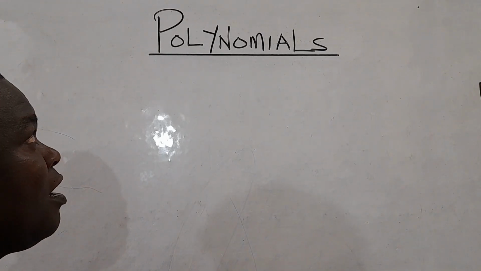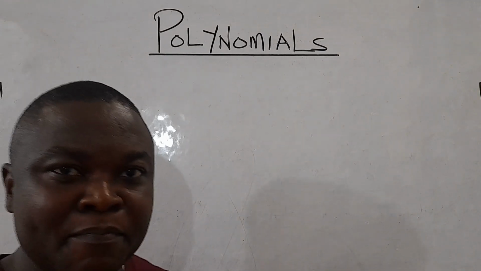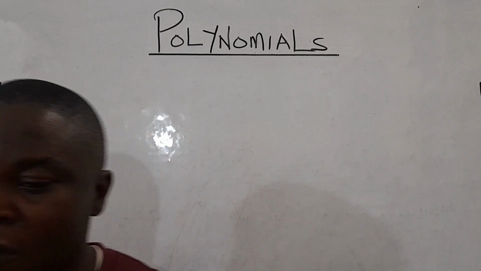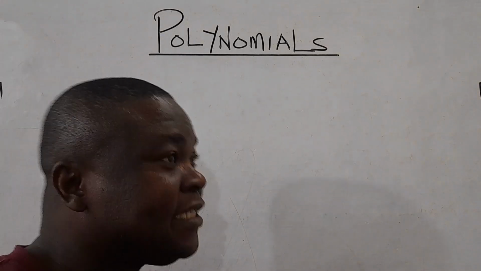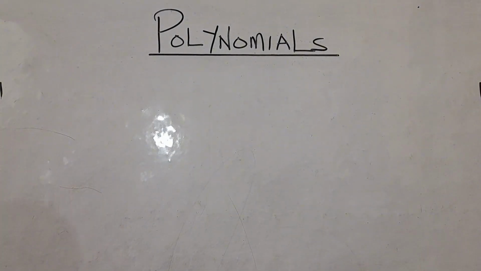Polynomials. What do we understand by polynomials? Polynomials are mathematical expressions that consist of variables, coefficients, and non-negative integer exponents. So let's see. It's written in this form.